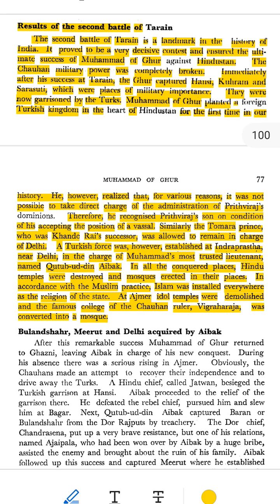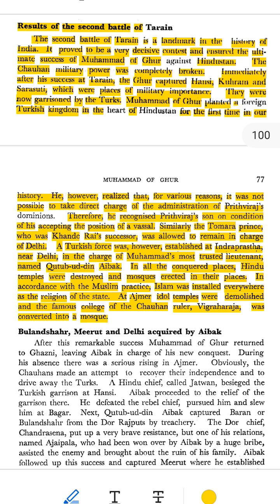So, the Second Battle of Tarain, 1192 CE. The Second Battle of Tarain was a major turning point in Indian history. It happened in 1192 CE between Prithviraj Chauhan, a powerful Hindu king, and Muhammad of Ghur, a Muslim invader from Afghanistan. In this battle, Prithviraj was defeated, and this defeat had huge consequences for India.